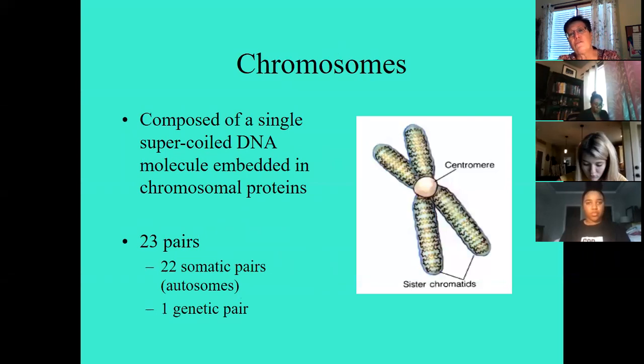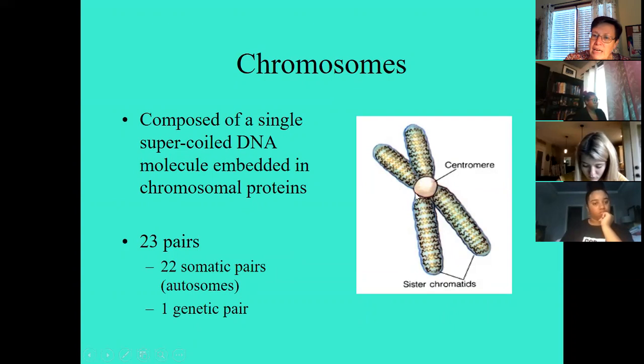So now we go to the chromosomes. Now the chromosomes, again, the DNA makes up the genes that makes up the chromosomes. The chromosomes consist of supercoiled DNA in chromosomal proteins. So the chromosome is simply one huge strand of coiled up DNA from top to bottom that's held in place by those chromosomal proteins.